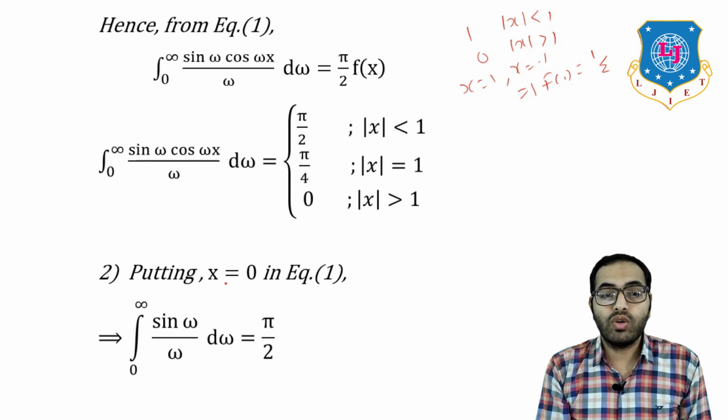Secondly, substituting x equal to 0 in equation number 1, then integral 0 to infinity sin omega into cos of 0 upon omega d omega is equal to pi by 2 f of 0.